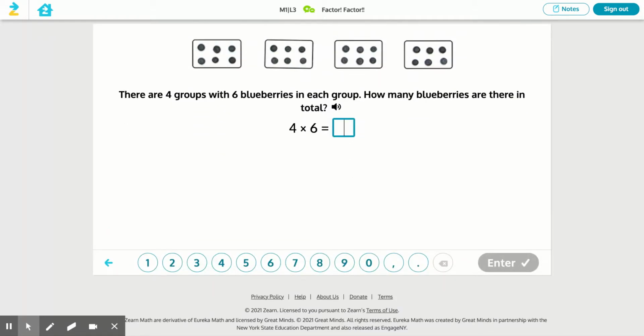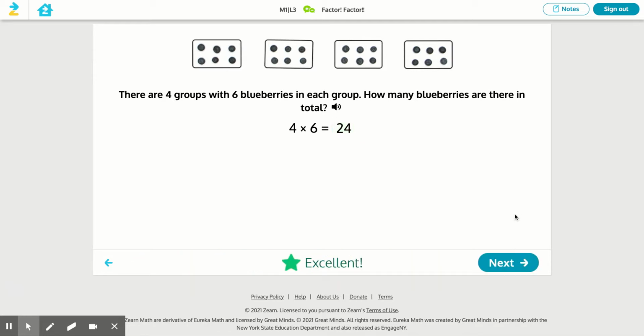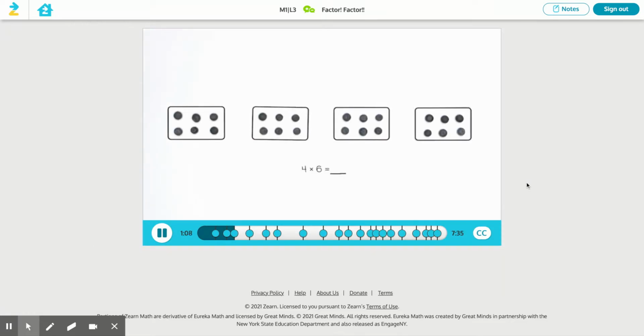All right. In your Nearpod, please tell me how many total blueberries there are. Did you say that there are 24? If you did, you're absolutely correct. And we're going to talk about how we discovered that now. 4 groups with 6 blueberries in each group is 24 blueberries in total.